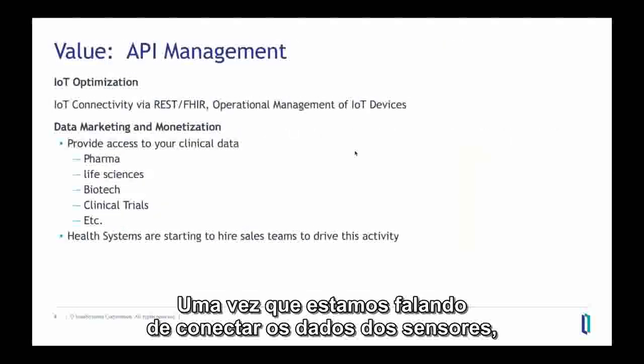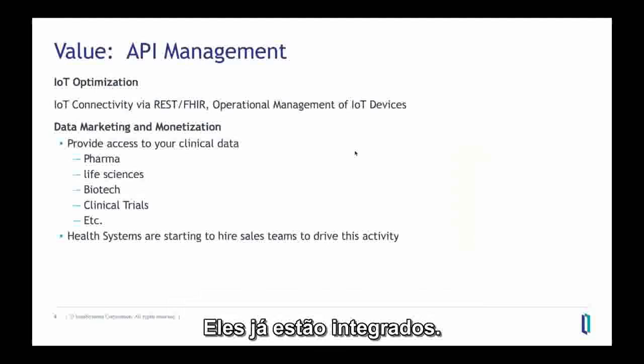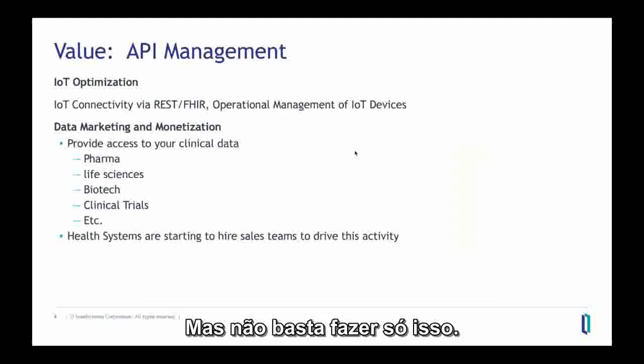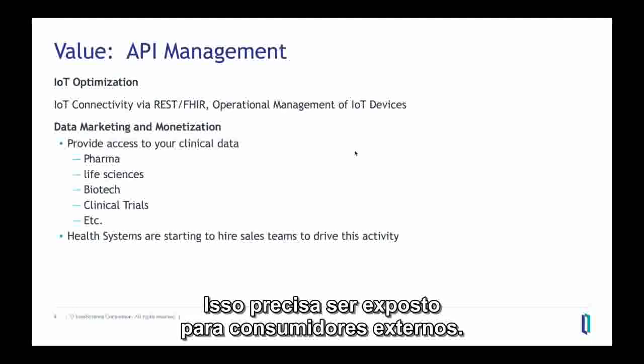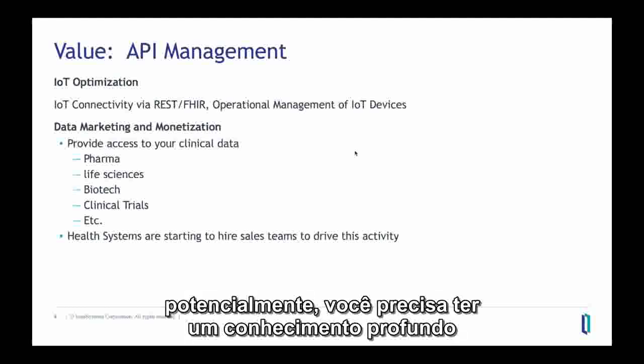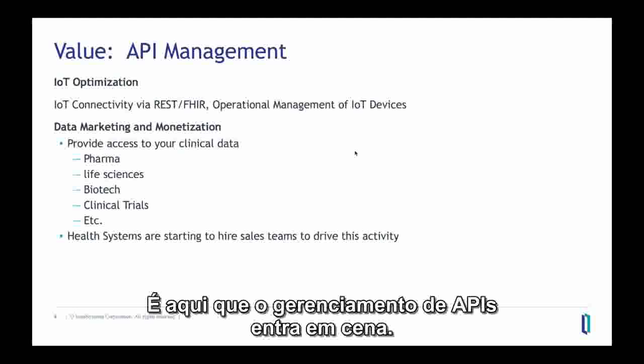So once we're talking about connecting the sensor data, you've collected the data into a single environment. It is integrated. You define an artifact in the form of the predictive model. It's not enough just to do that. It needs to be exposed to outside consumers, and not only that, potentially you need to have a pretty deep insight into who is consuming that data and how it is being consumed. This is where API management comes into play.